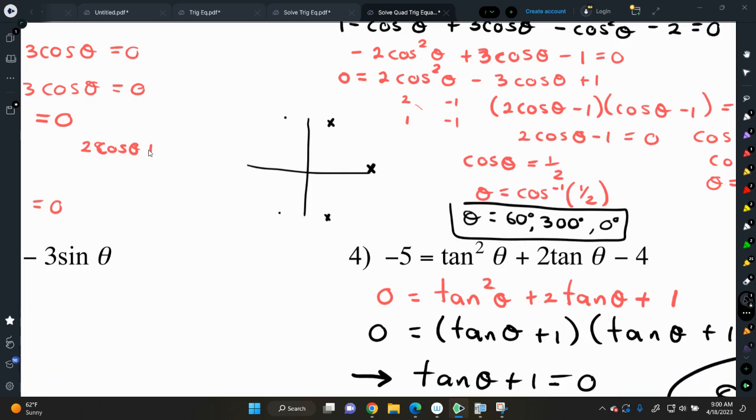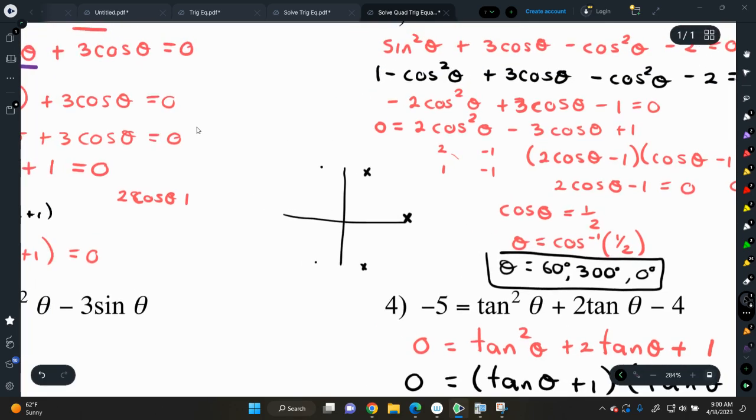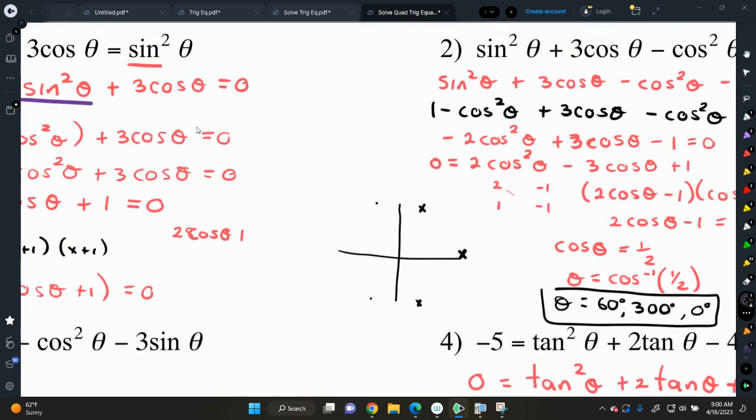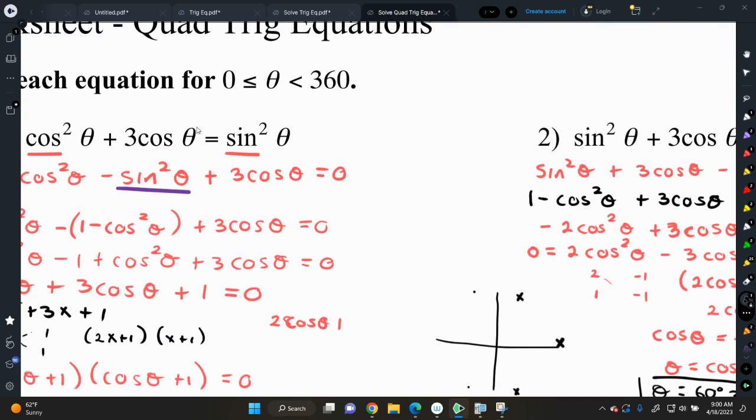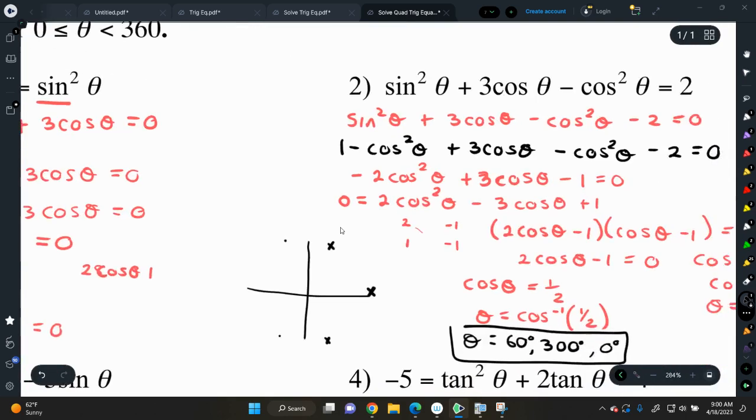When you're solving these, look at your domain. If the domain is in degrees, you want your answer to be in degrees. If the domain is in radians, we want our answer in radians. It's okay if you work it and think it through in degrees, but make sure you express your answer in radians. Okay? All right, questions on that?